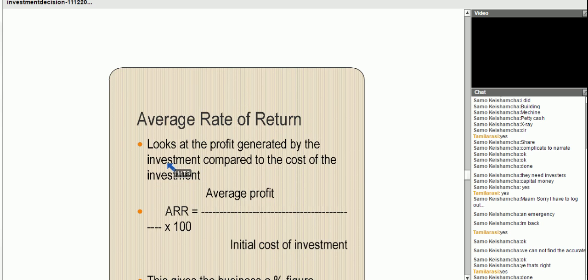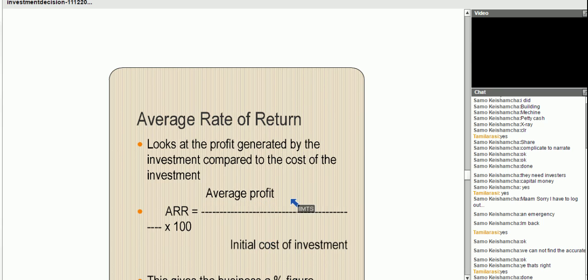Now the next method is an average rate of return. So it looks at the profits generated by the investments compared to the cost of investment. It's more or less the same thing, but the approach is different. The formula is ARR into 100. ARR is the average rate of return. So first we find the average rate of return, that is average profit upon the initial cost of investment.